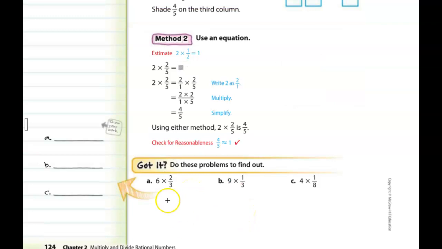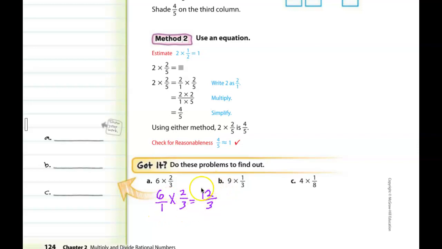Okay, so let's go ahead and try one from these examples down here. So 6 times 2/3. The first thing we need to do is make the 6, the whole number 6, into a fractional form. What are we going to use as a denominator? Go ahead and answer that for me, please. That's exactly right. We're going to write the number 1 as the denominator. 6 divided by 1 is 6. And we're going to multiply that by 2/3. 6 times 2 is what? Very good, 12.